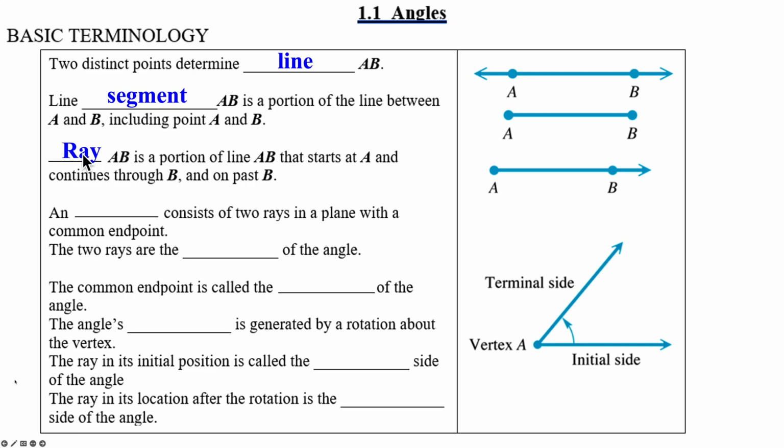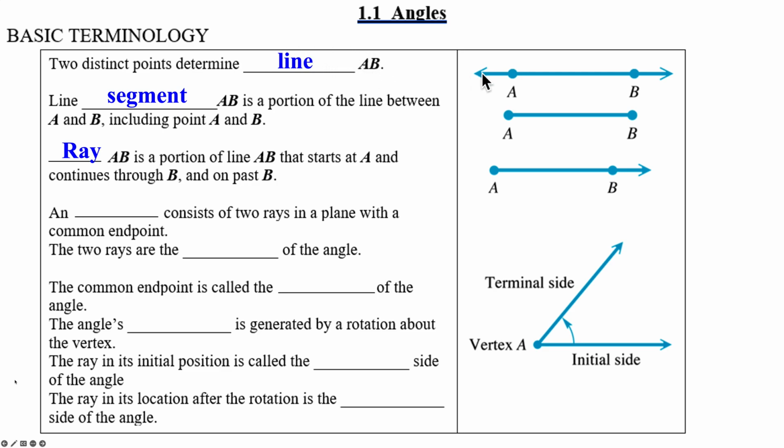Next, we have a ray AB. It's a portion of a line, AB, that starts at A and continues through B and goes past B. It goes on forever.